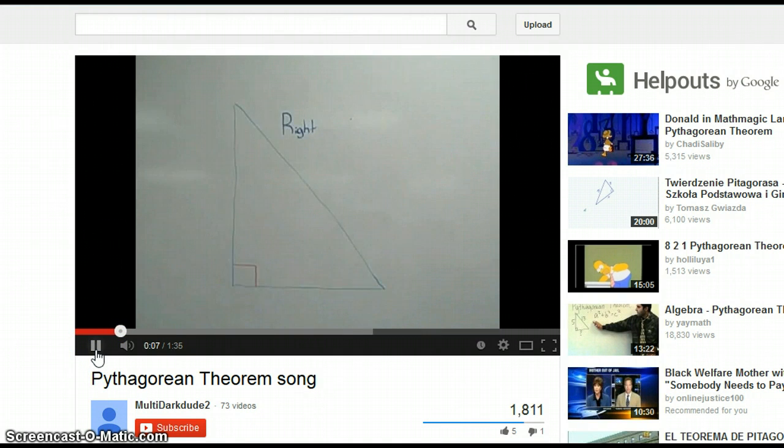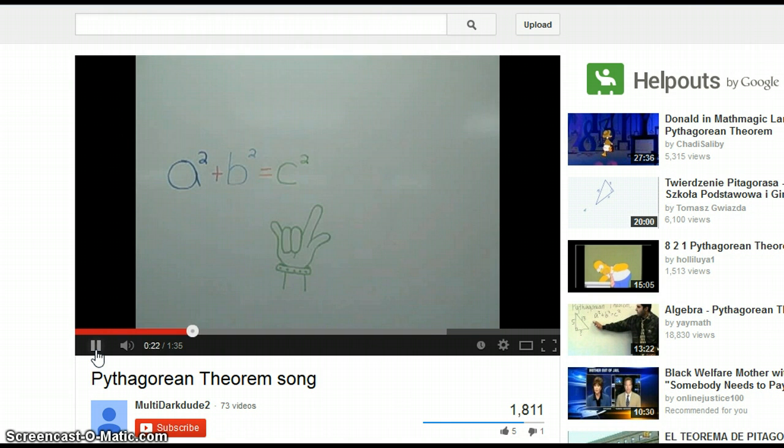Pythagorean theorem, a right triangle's hypotenuse is across from the right angle, measuring c, for the numbers a, b, c. A squared plus b squared equals c squared. A squared plus b squared equals c squared.